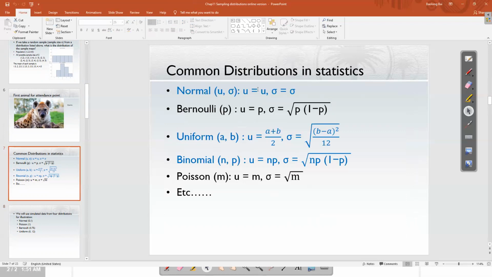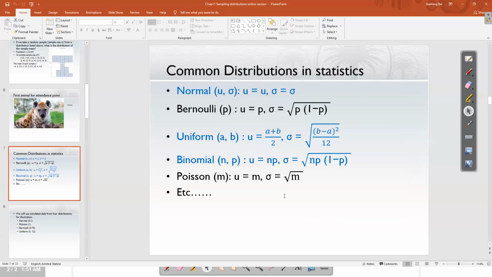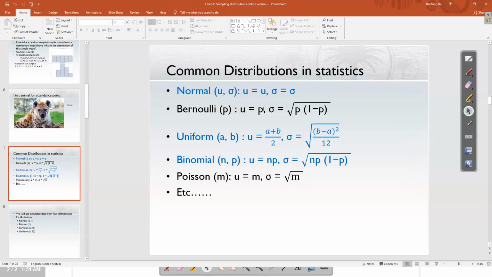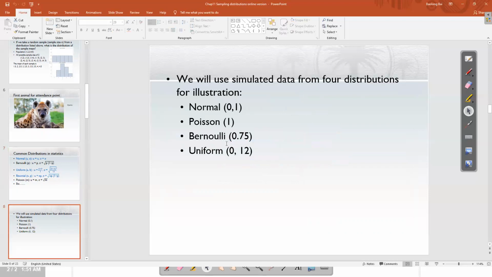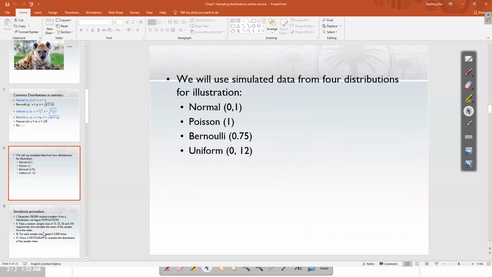So for each of the distributions, we can find a mean and standard deviation very quickly. So for example, Poisson distribution with parameter 1, then population mean equals the parameter 1, right? Then for Bernoulli distribution with 0.75 as a parameter, population mean will equal that parameter 0.75. And uniform distribution between A and B, the population mean will be A plus B divided by 2, which is 0 plus 12 over 2, equal to 6, right? So keep that in mind.